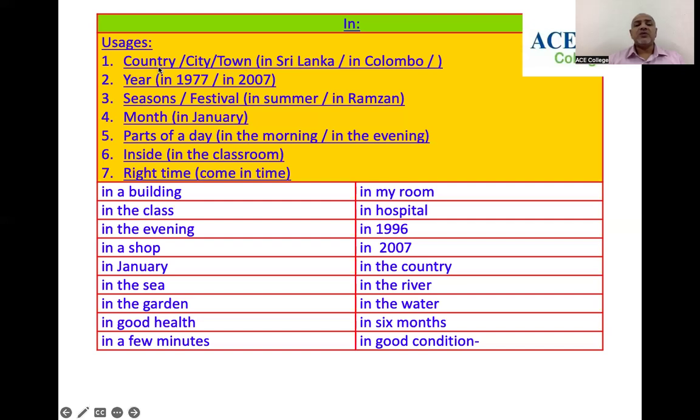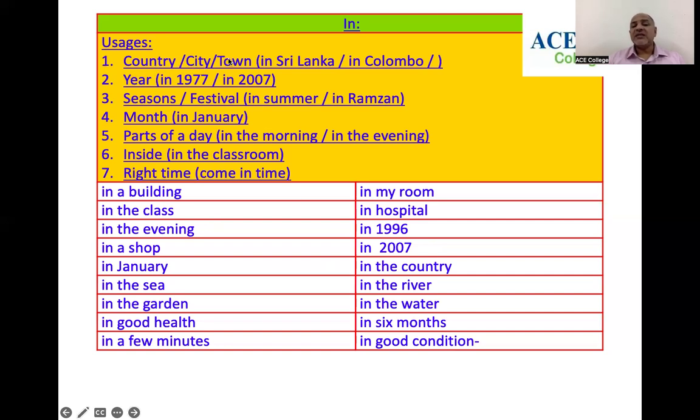So you have to use these. For the country, city, town, you can use in. Year, you can use in. Seasons, you can use in. Month, you can use in. Parts of the day, you can use in. Inside means, yeah, you can use in. And the right time, you can use in. For example, here in the building, in the class, right? In the evening, in a shop, in January, in the sea, in the garden, in good health, in a few minutes, in my room, in hospital, in 1996, in 2000, in the country, in the river, in the water, in 6 months, in good condition.